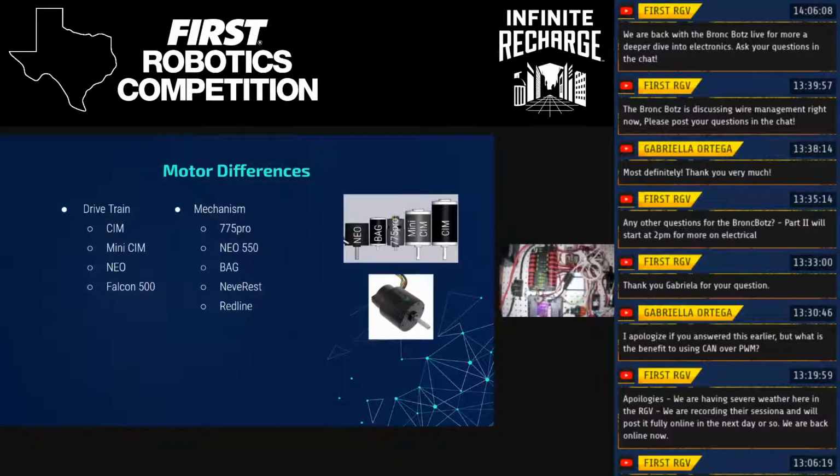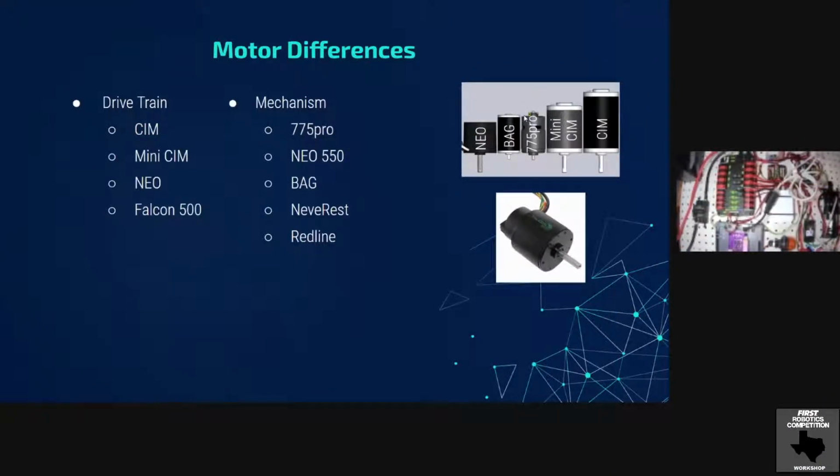You think of a drivetrain motor, which is going to be the size of your forearm and quite heavy. And those are going to be things like your Sim, Mini Sim, your Neo, and your Falcon. A couple of those are listed right in this little top corner. And then you have mechanism motors, the new Neo 550, or your bag motor, kind of more FTC sized, almost in my mind, is going to be things like your Andymark Never Rest or your Redline. And then our favorite and one of the most common ones that I see is the 775 Pro, which is what I see right here.